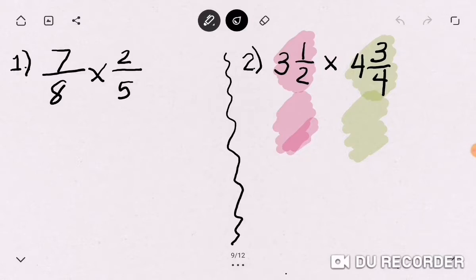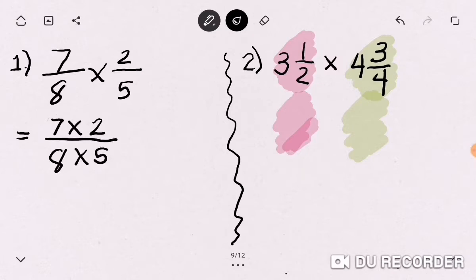So number 1, if we have 7 over 8 times 2 over 5, as stated in the multiplication of rational numbers, multiply natin ang numerator. So, ang ating numerator ay 7 and 2. So, we have 7 times 2 all over 8 times 5. So, 7 times 2 is 14. 8 times 5 is 40.